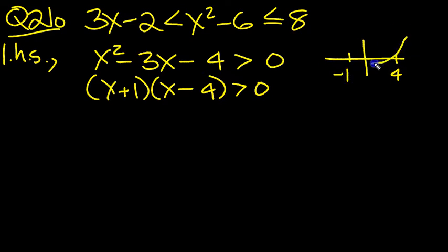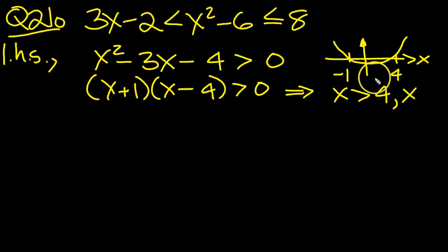We've got a U-shaped curve. So when is this above the x-axis? Well, it would be when x is bigger than 4, because this thing is bigger than 0. And it also is above the x-axis when x is less than, on this side of minus 1, isn't it? We've got positives there. So there's the two intervals that we have as a result of the first inequality on the left-hand side. Let's have a look at the right-hand side now.